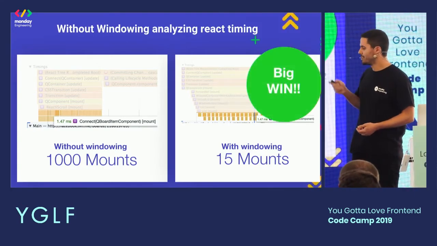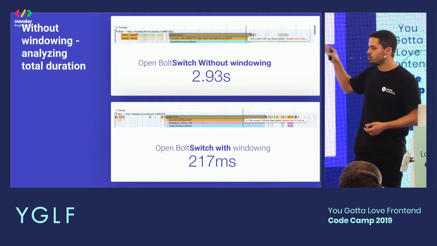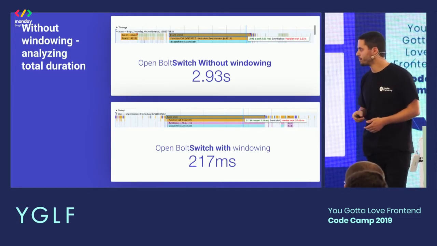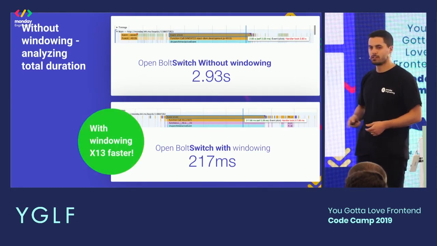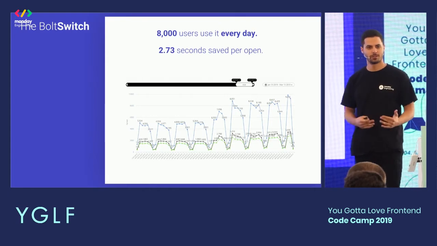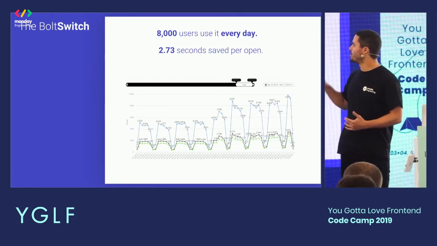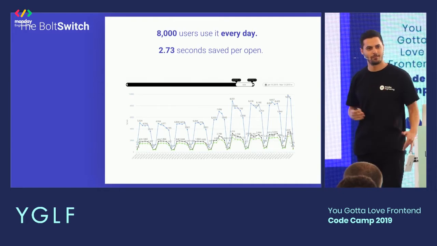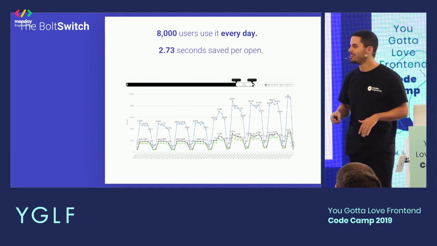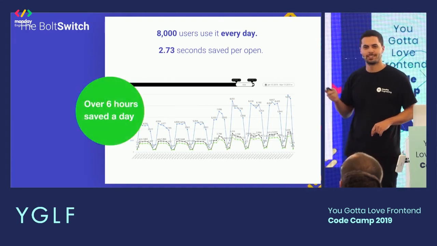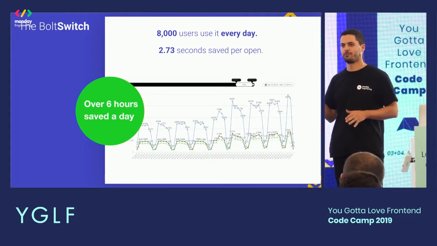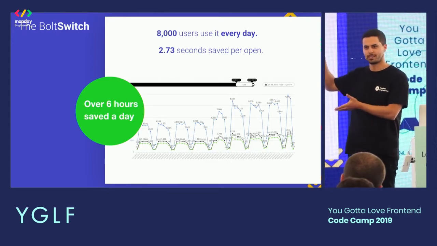The overall time was 2.93 seconds in the first case and 200 milliseconds in the second case, which is a crazy improvement, 13 times faster. We also like to measure our impact on users and what we actually save them. You can see we have 8,000 users using this component every day, and we just saved them 2.7 seconds for each opening. So you can say we saved over 6 hours a day for our users, which is a crazy impact. And I think it only took a few hours to implement this windowing concept on this small component.